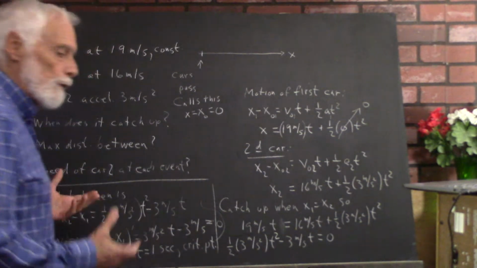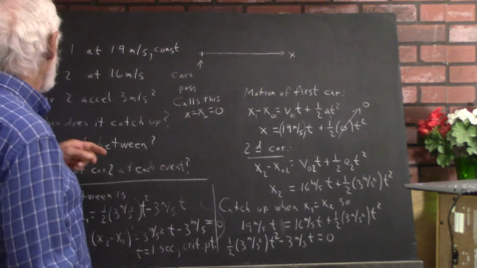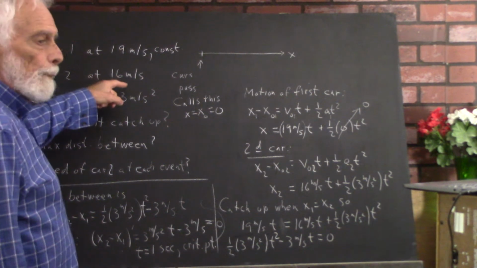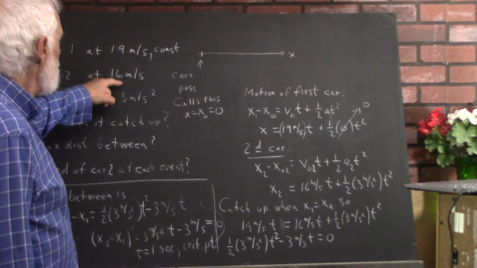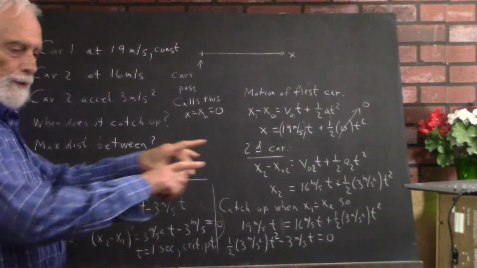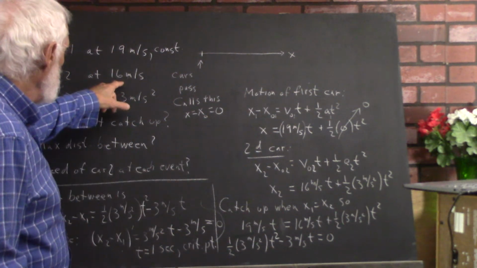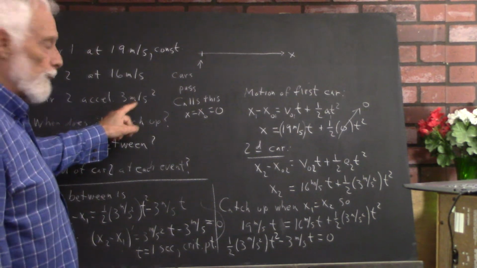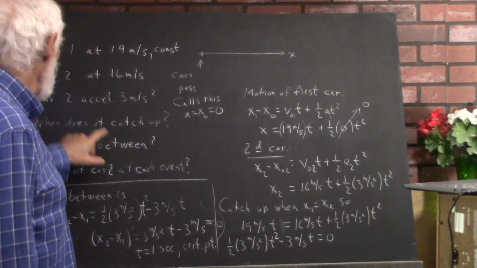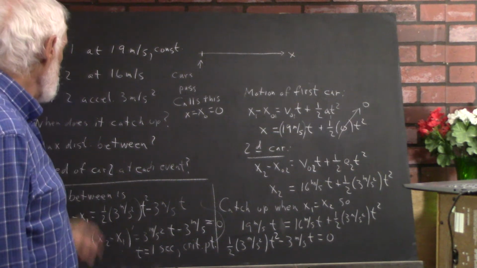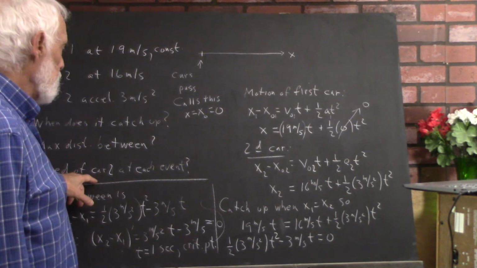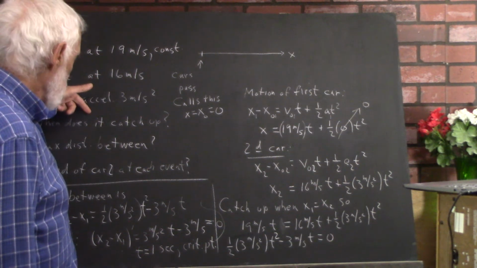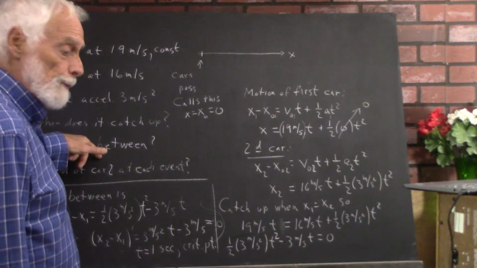Okay, we've got two cars. One moving at a constant 19 meters per second. The second car passes it, or it passes the second car, moving on the same road in the same line, moving at 16 meters per second, and accelerates at 3 meters per second squared. We ask, when does it catch up? What's the maximum distance between the two? And what's the speed of car 2 at each event? By meaning when it catches up and when it reaches maximum distance.